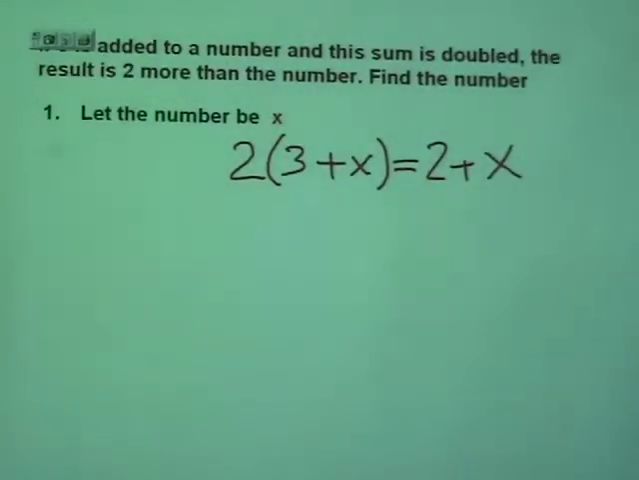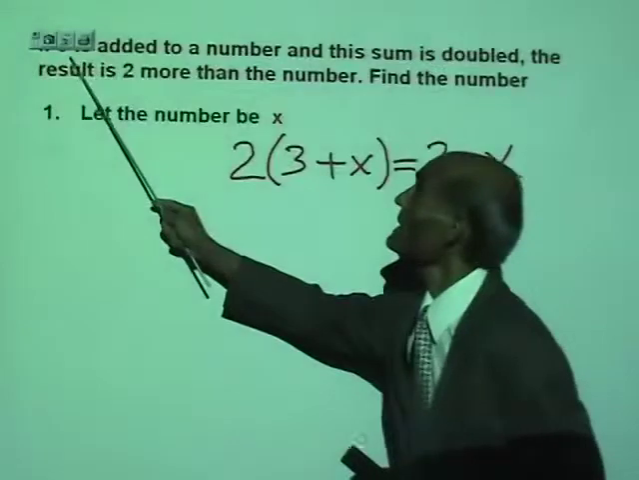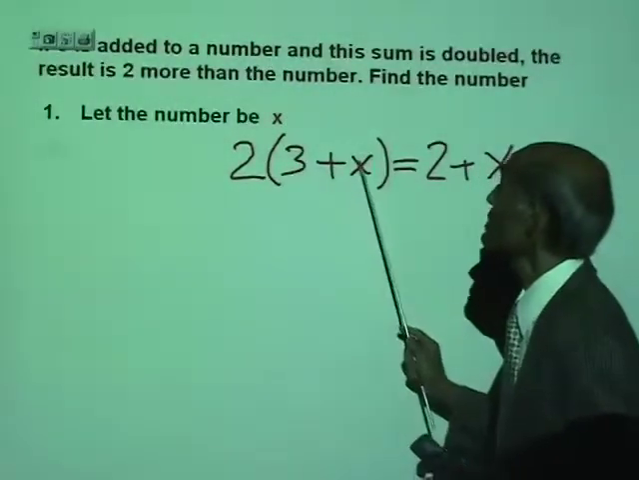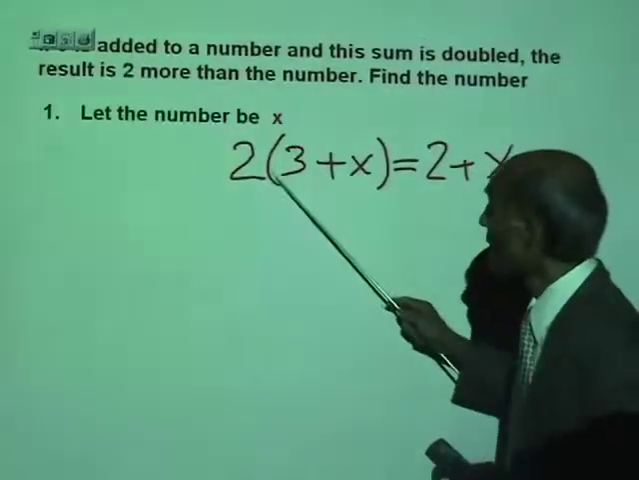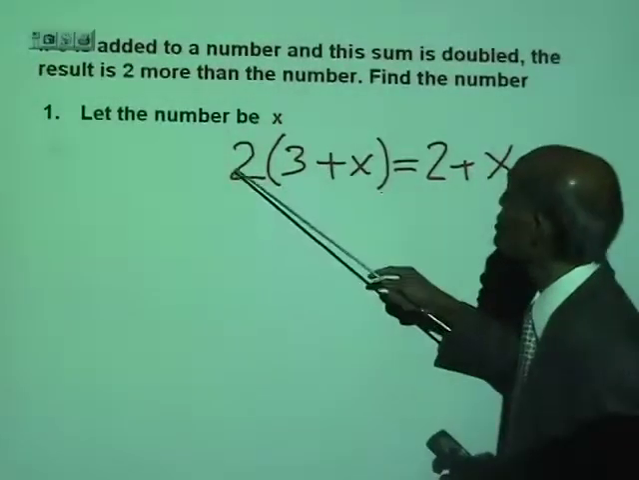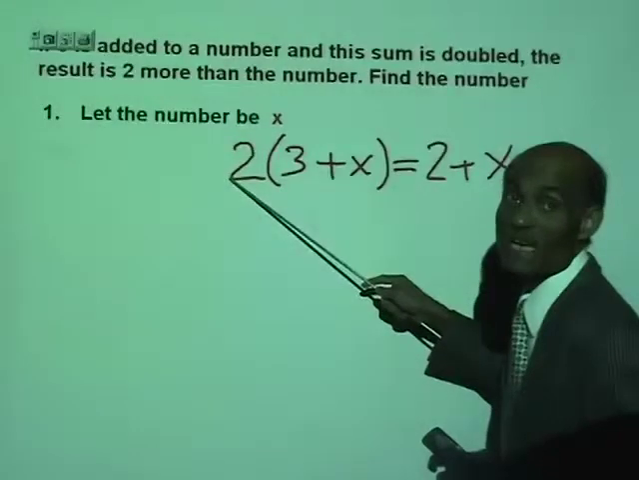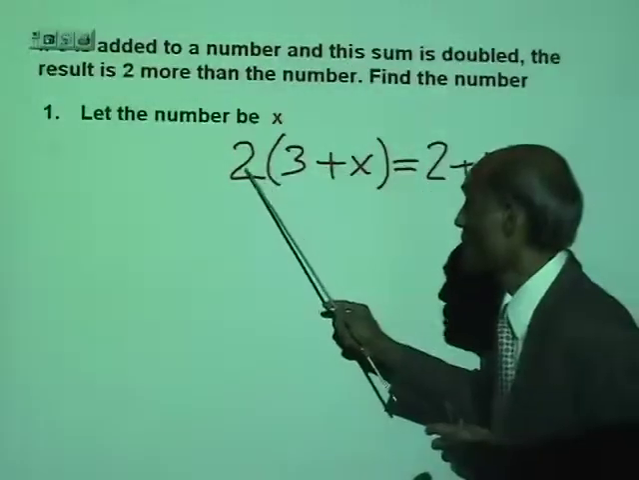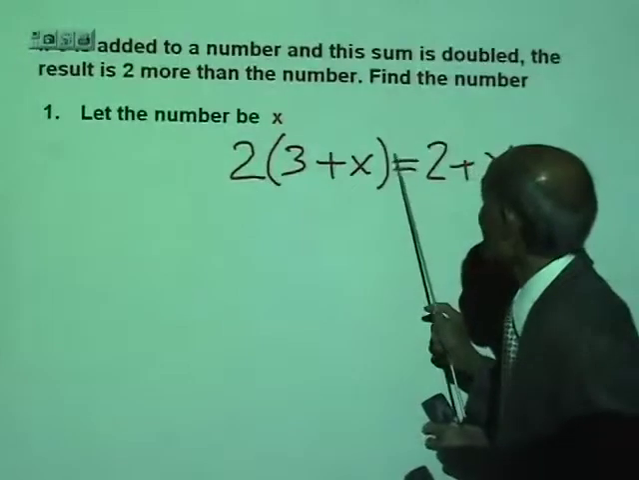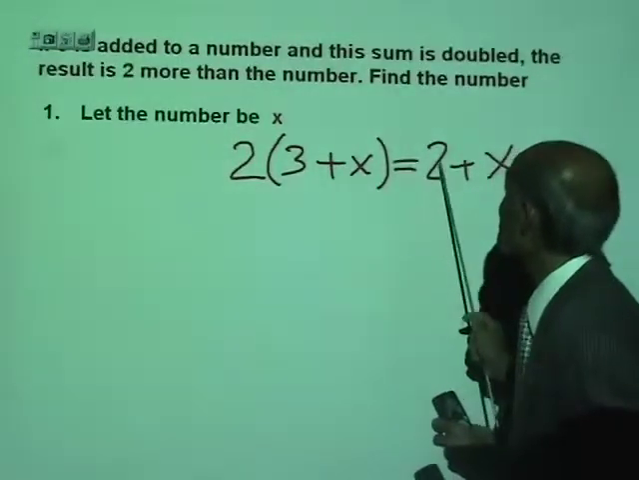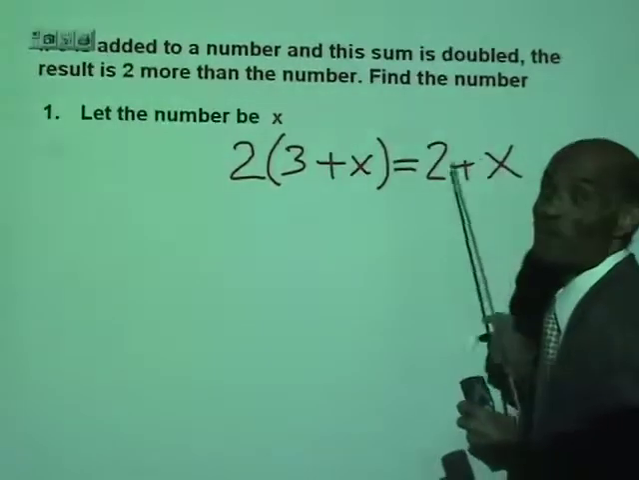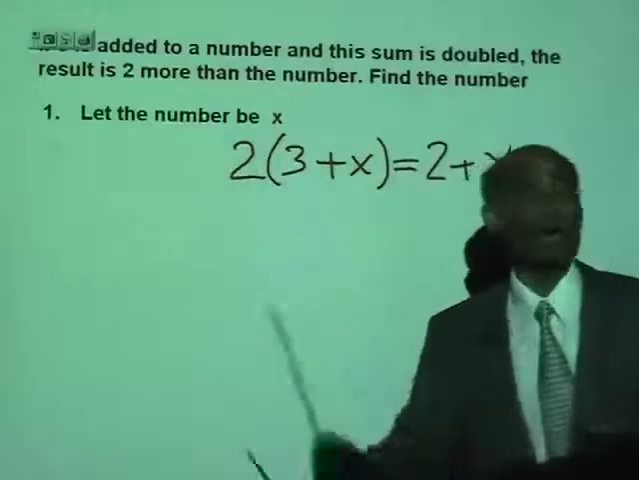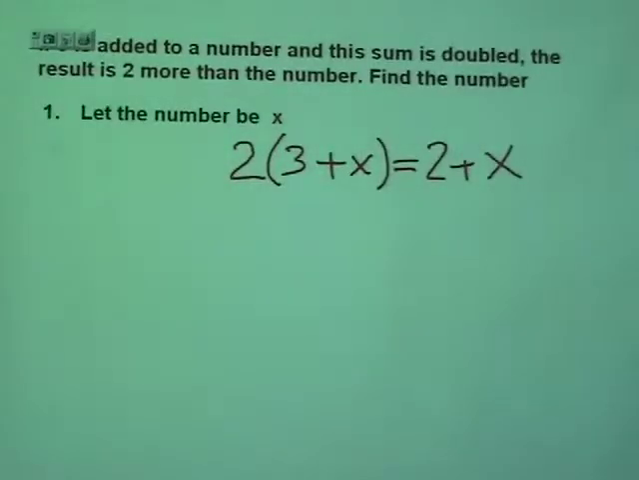Now watch this again. If 3 is added to a number and the sum is doubled, that is where you need to take care. The sum, you need to put that in a parenthesis and double it. The result is equal to 2 more than the number, 2 plus x. We have the equation. Alright, let me go and write down the steps for you.